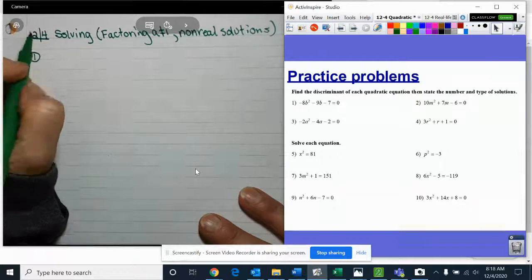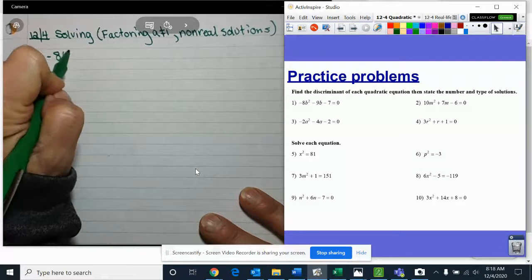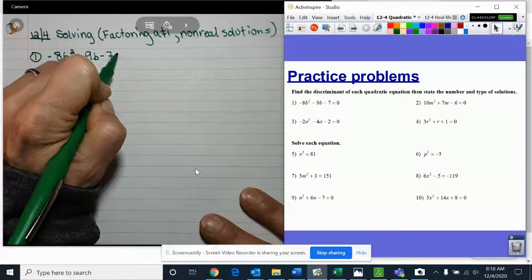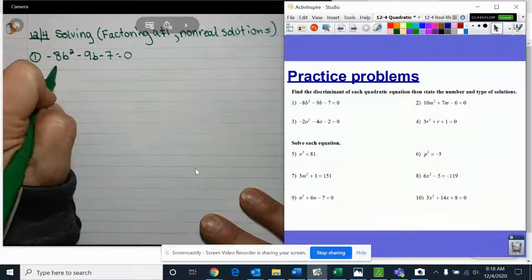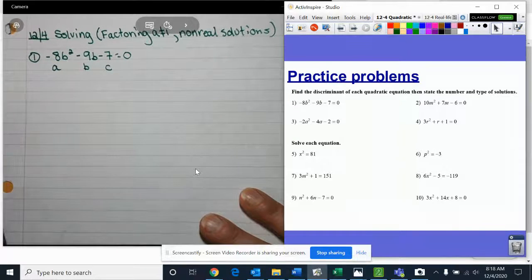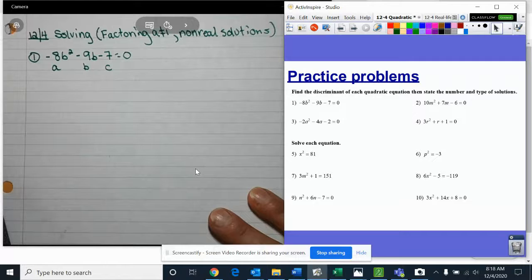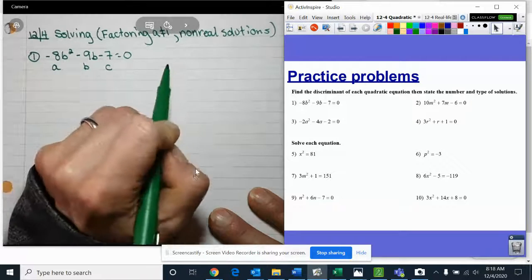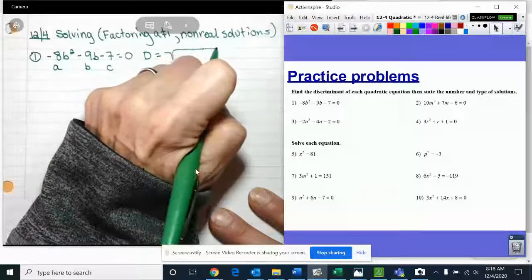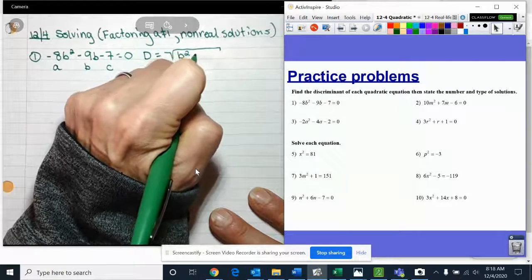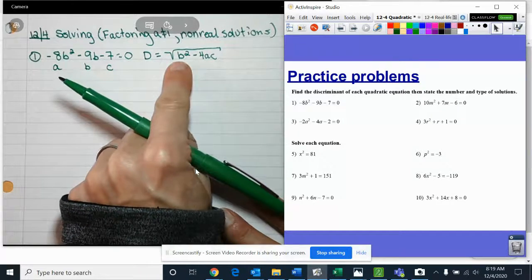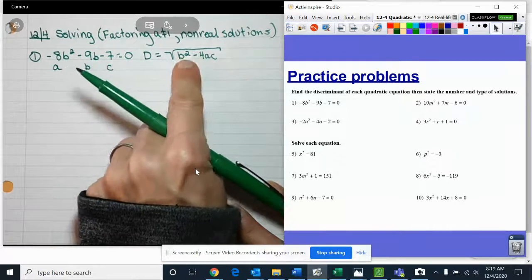Starting with number 1, negative 8b squared minus 9b minus 7 equals 0. So here's your a, your b value, and your c value in the quadratic equation. Now, for the discriminant, we need b squared subtract 4ac, what's under the radical in the quadratic formula. And that tells us if we have a real solution or not.